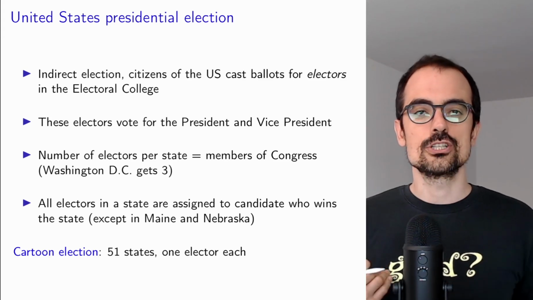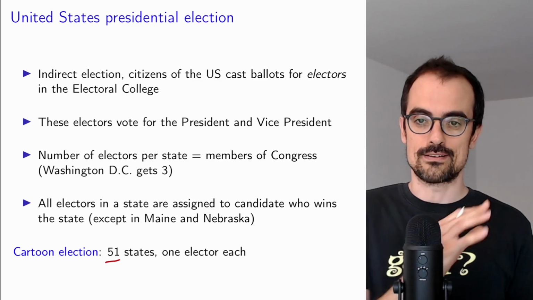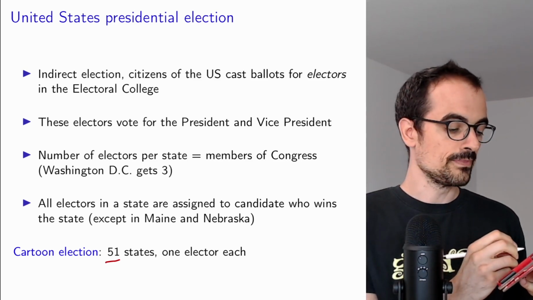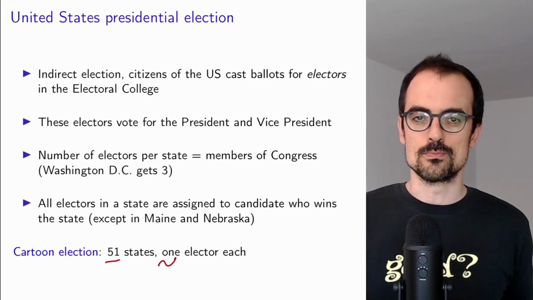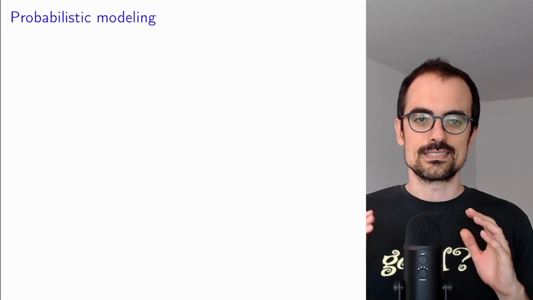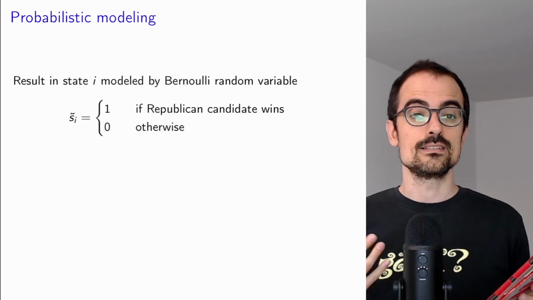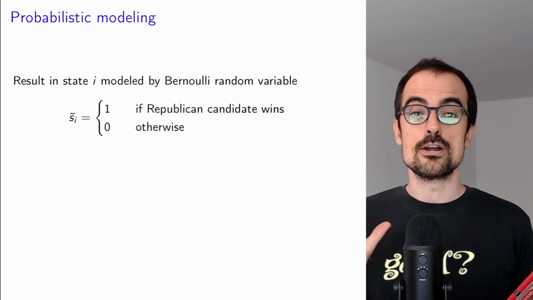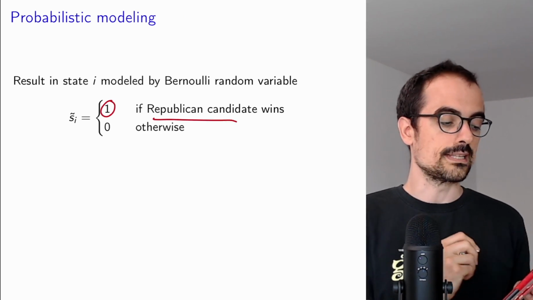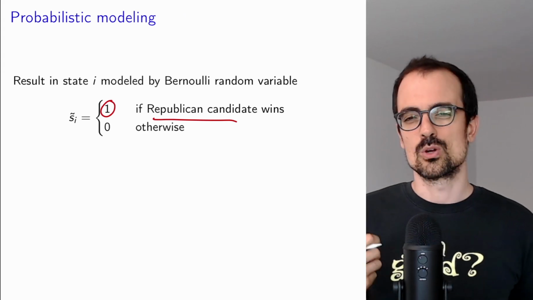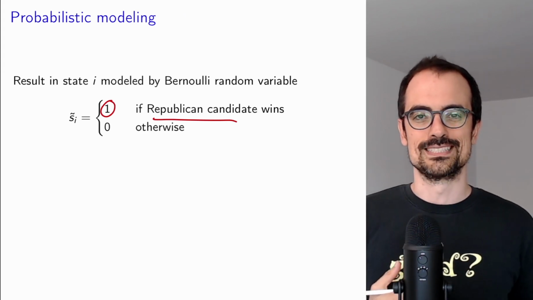In our cartoon election, to make things easy, there's going to be 51 states, which is the same as in the US. We have 50 states plus Washington, D.C., but there's only going to be 1 elector assigned to each state, just to make our life easier. Let's take a look at a probabilistic model of our cartoon election. We're going to represent the result in each state by a Bernoulli random variable, which is going to be equal to 1 if the Republican candidate wins that state and 0 otherwise. We're going to just assume that there's 2 candidates, a Republican and a Democrat, which often happens in American politics.